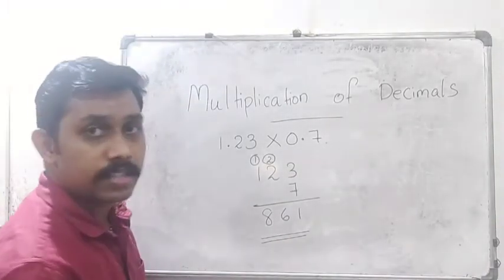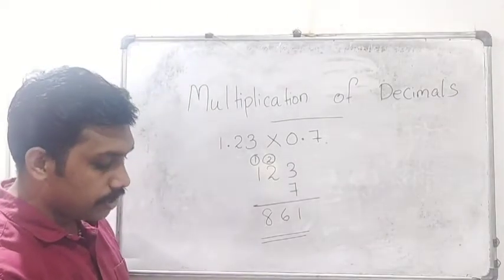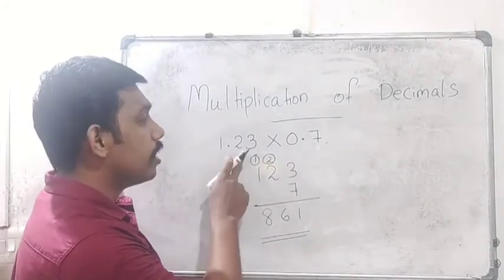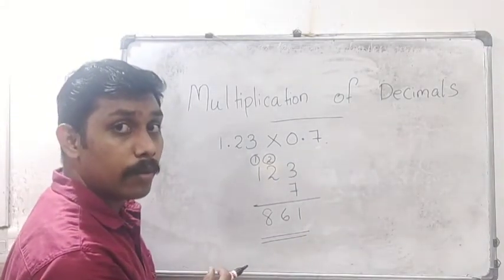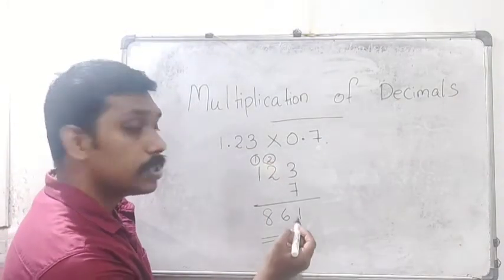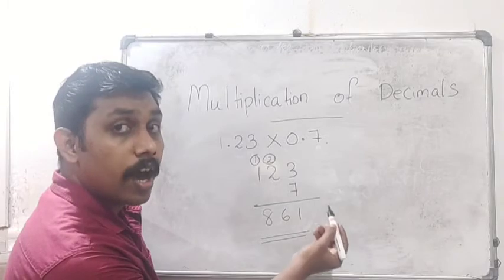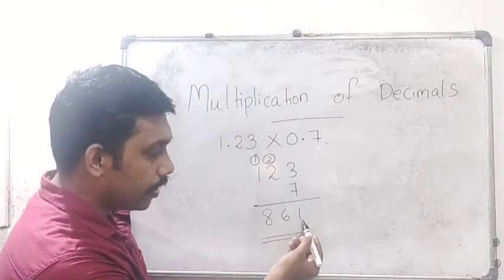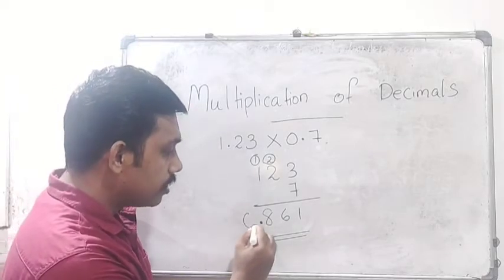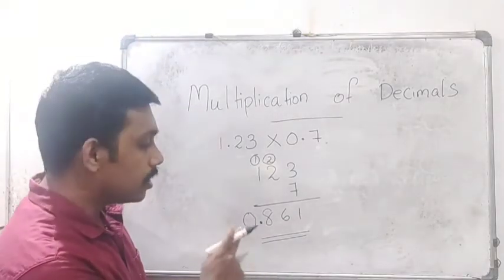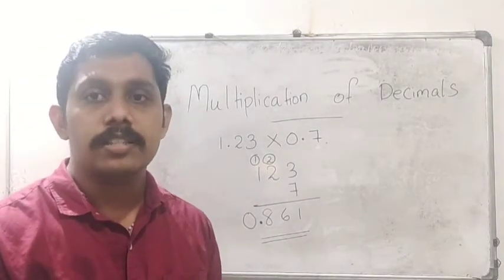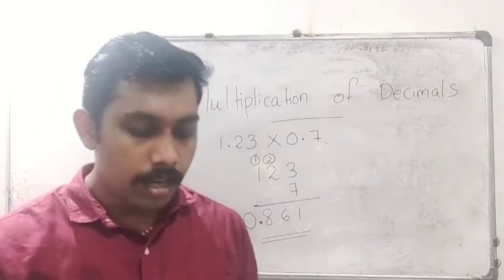Now we need to place the decimal point, isn't it? So the total number of decimal places: here 1 and here we have 2 decimal places. That means the total number of decimal places is 3. So we need to put the decimal point from the right. How many decimal places are there? 3. So 1, 2, 3. So we need to put the decimal point here. In this we need to put a 0 also. That means 0.861. Okay, so this is the multiplication.